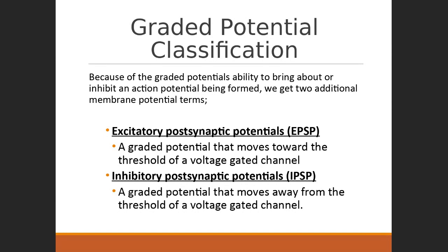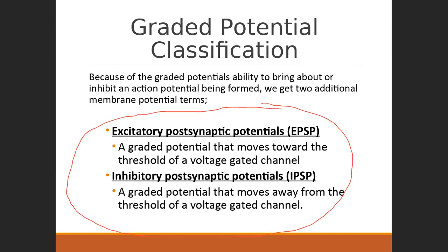From there, we needed names to give to our changes in resting membrane potential. And we had graded potentials and voltage or action potentials. These are types of graded potentials. One is a graded potential that moves toward the threshold value. The other is a graded potential that moves away from the threshold value.